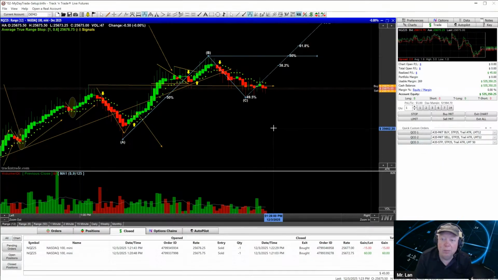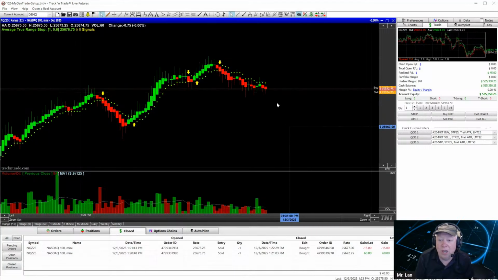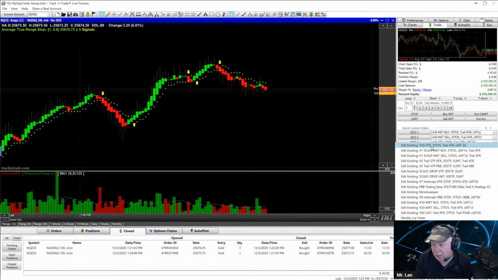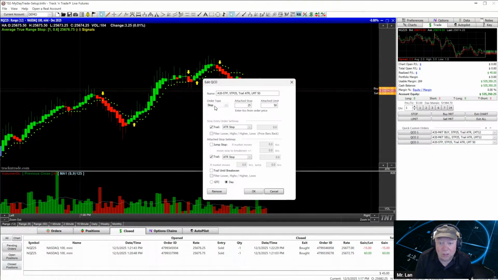So we're going to come in here, and this one we're going to use a stop order. All right. So a stop order means that it's going to automatically trail with an open stop on the little green dot, because that's how we have it set up. Let me go show you. 20 stop. And it's a stop order with a 25 on the stop and a 50 on the limit. And then it's going to trail on the ATR stop for entry, and it's going to trail on the ATR stop for exit. So it's just trailing the ATR. That's all it's doing. Very simple stuff.